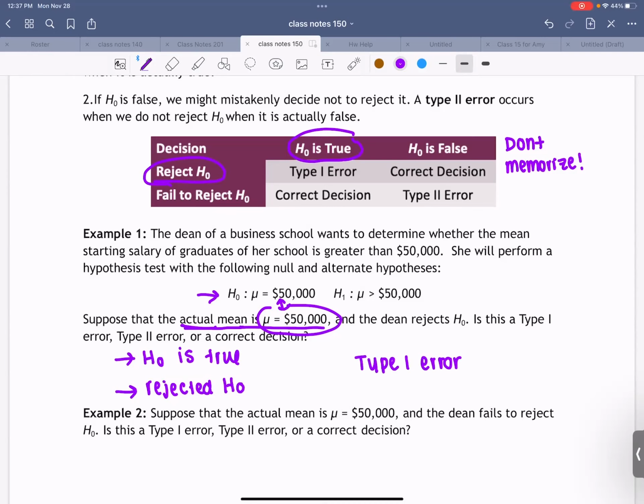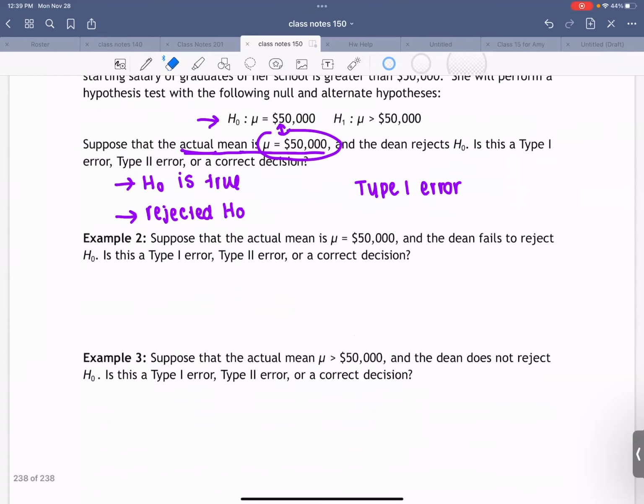All right. How confident do you feel doing example 2 and 3? I'll have you try it and then we'll go over it together. How about that? We'll do a lot more practice together next class, but let's just go through example 2 real quick.